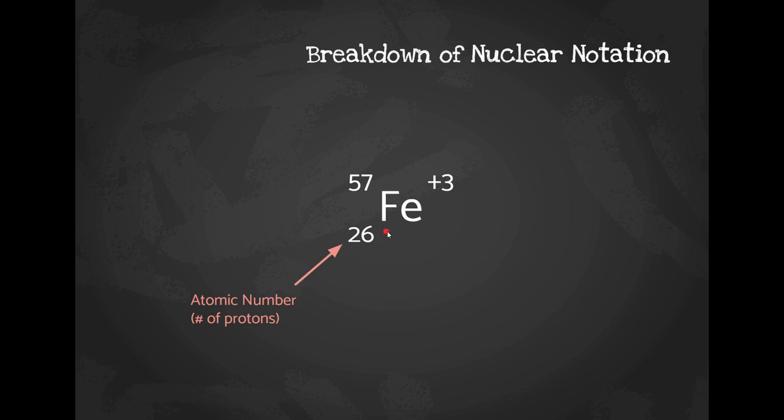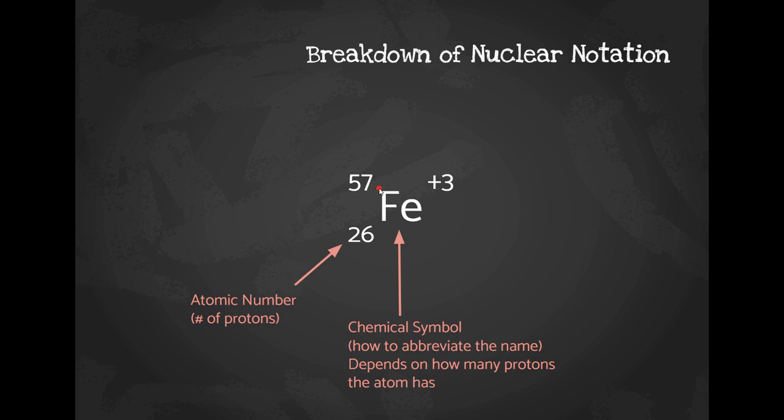And furthermore, if we head here to the center of our nuclear notation with this Fe, this is our chemical symbol. This is how we abbreviate the element name. So Fe is an abbreviation of our element. This also only depends on how many protons our atom has. It doesn't depend on neutrons, and it does not depend on electrons either. So this 26 and this Fe, they are all about what element we're dealing with.